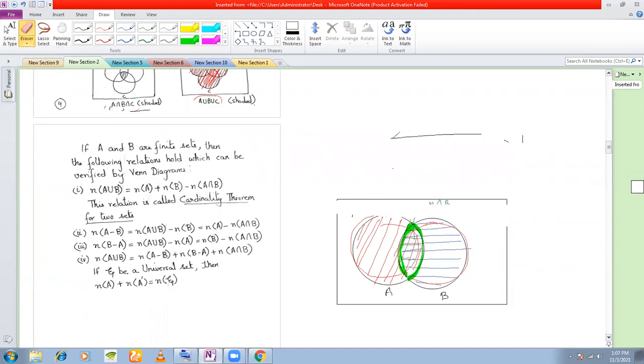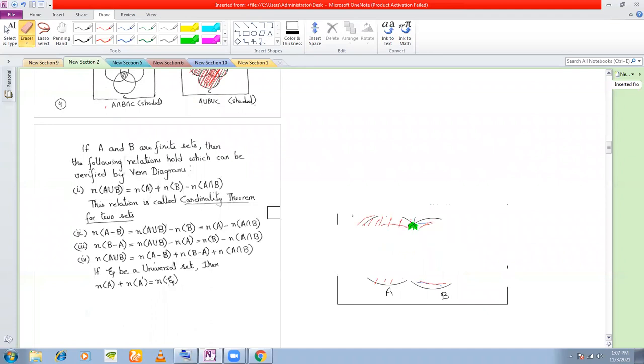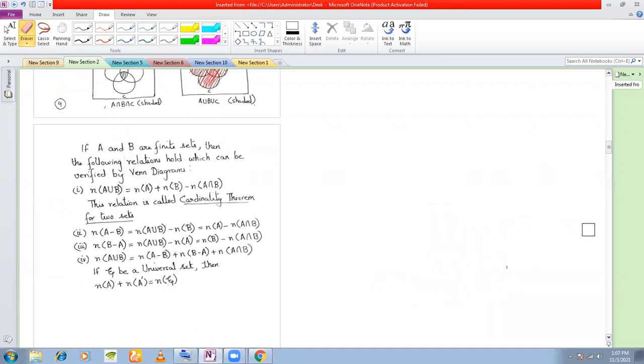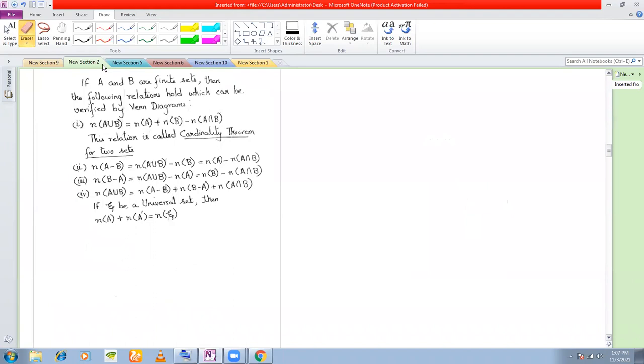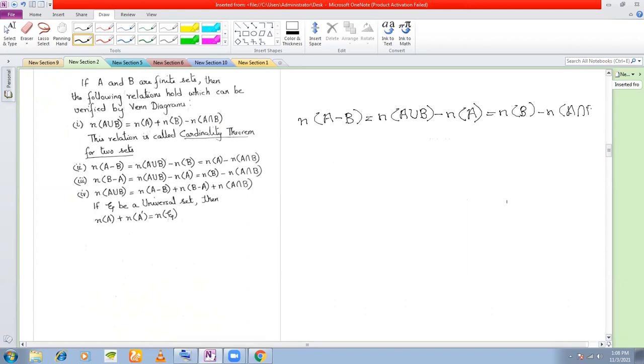Okay, now we come to some more relations which you should remember. And even if you don't remember, you can check it with the help of the cardinality theorem, with the help of Venn diagrams. Okay, second one is cardinality of A minus B is equal to cardinality of A union B minus the cardinality of A. And this is also equal to the cardinality of B minus the cardinality of A intersection B.